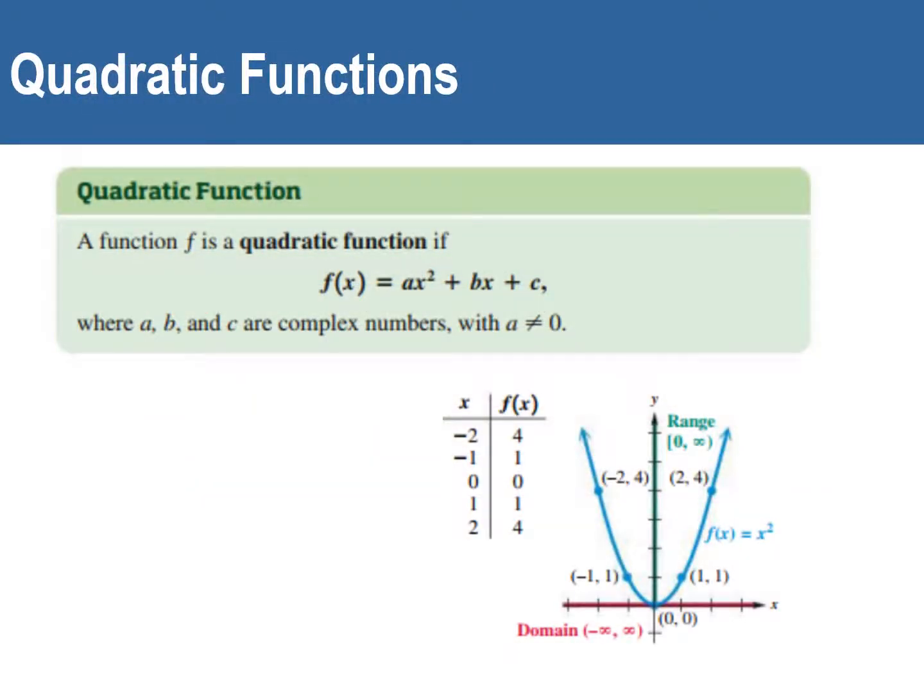For the quadratic function, f of x is ax squared plus bx plus c. The domain is from negative infinity to positive infinity, and the range is from 0 to infinity. In this example right here, f of x is x squared. So a is 1, b is 0, and c is 0.